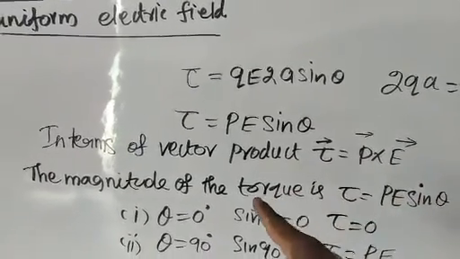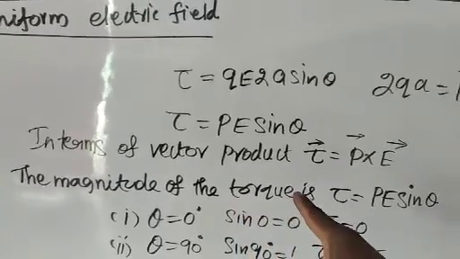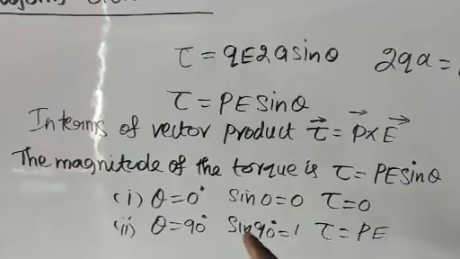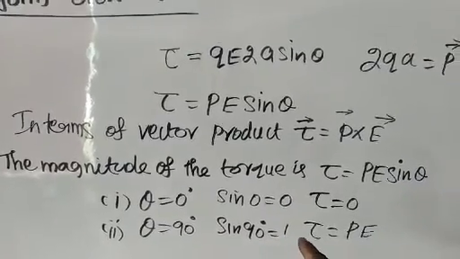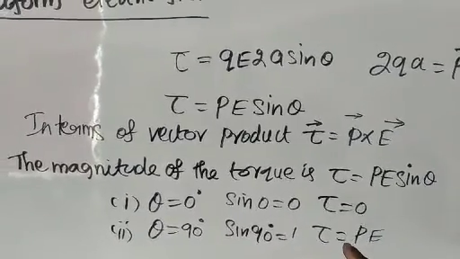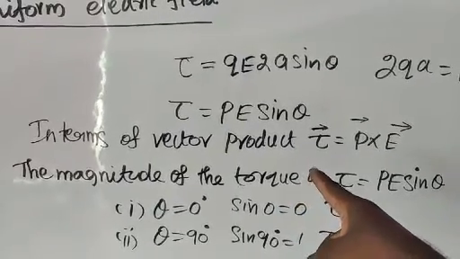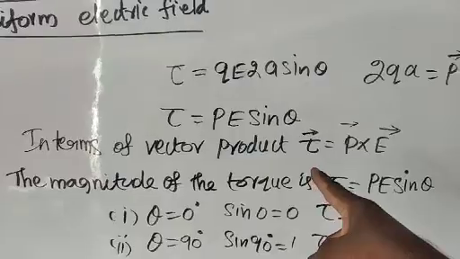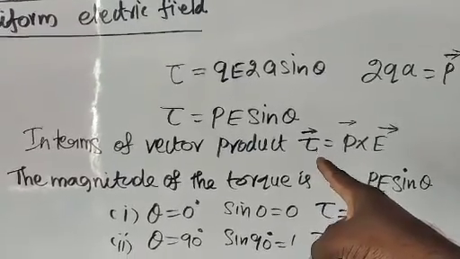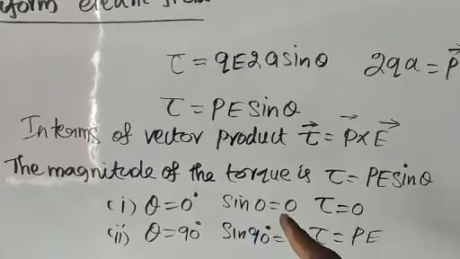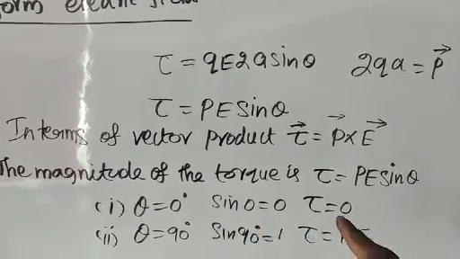Finally, the magnitude of the torque is maximum when theta equal to 90 degrees. Sin 90 equal to 1. So tau equal to pE. The magnitude of the torque is 0 when p is aligned to the direction of E, that is theta equal to 0 degrees. Sin 0 equal to 0. Tau equal to 0.